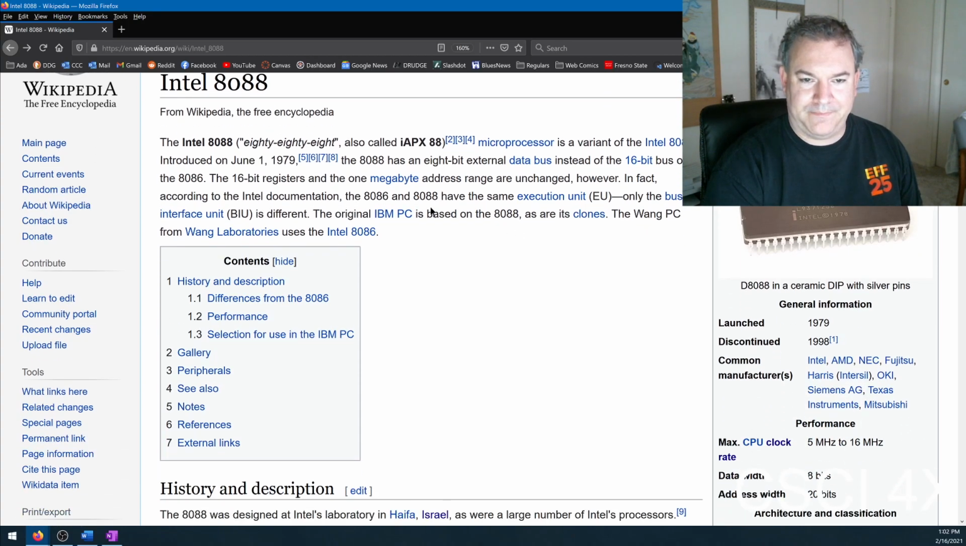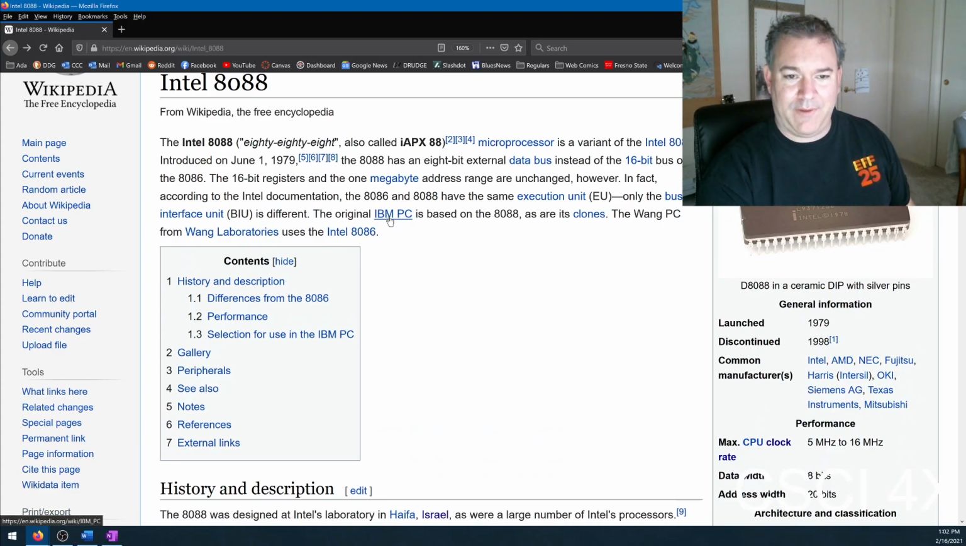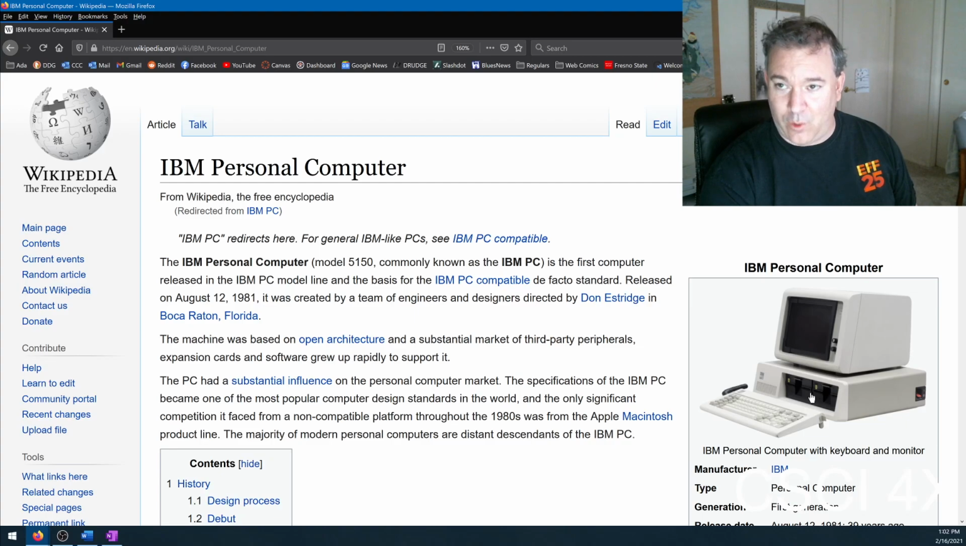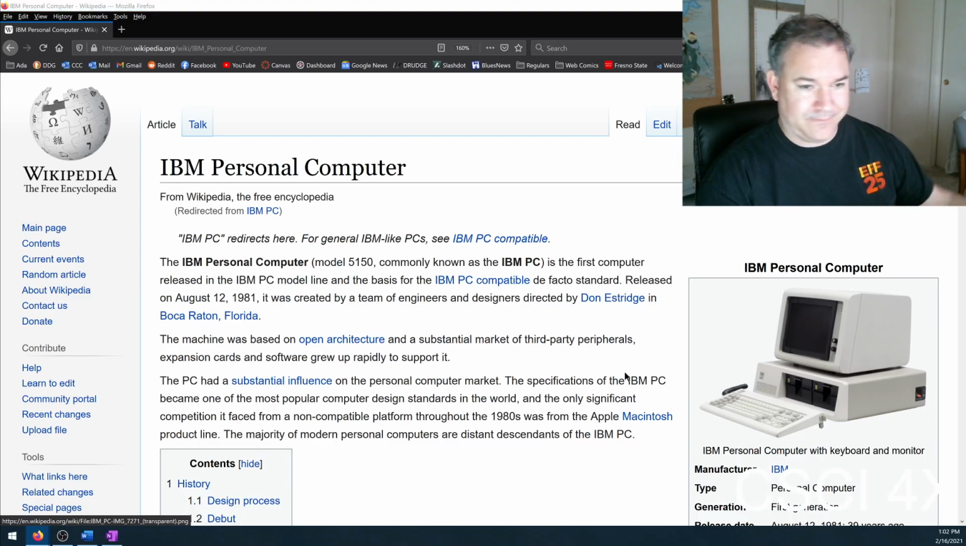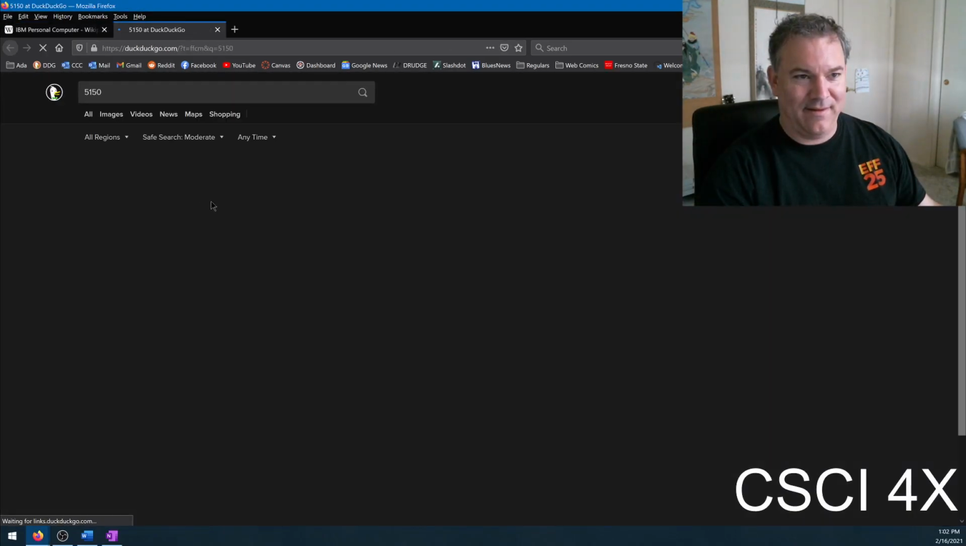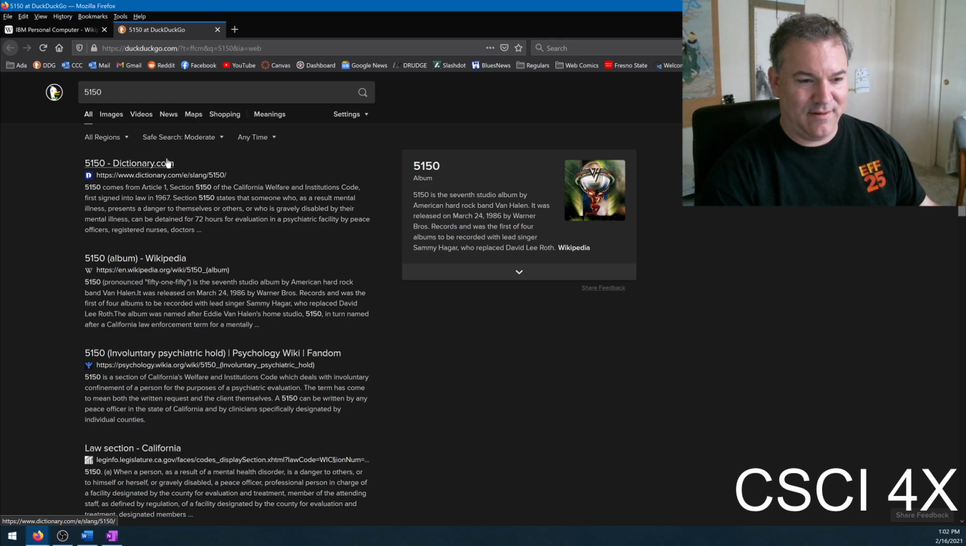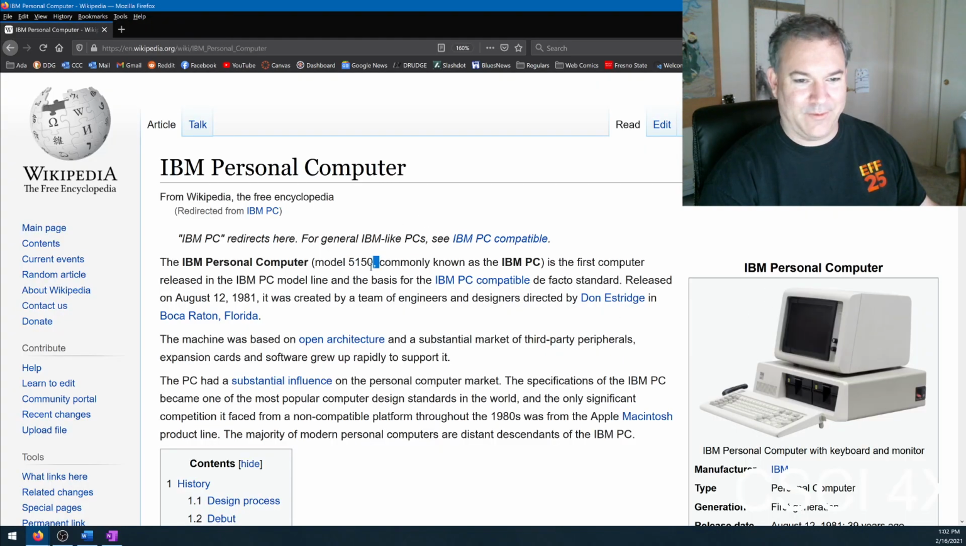So the original IBM PC is based on the 8088, right? And the original IBM PC is the OG machine that all of your PCs have descended from, unless you're a Mac person. The IBM PC, the IBM personal computer, the model number, 5150, that's hilarious. A 5150 is when you do an involuntary psychiatric hold. That's amazing. That's the model number.